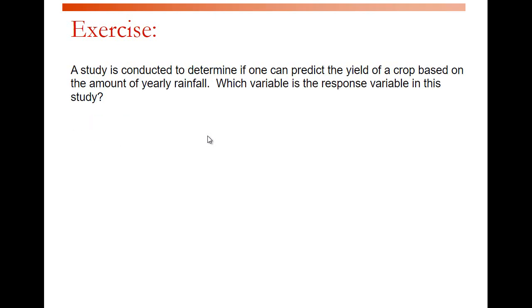A study is conducted to determine if one can predict the yield of a crop based on the amount of yearly rainfall. Which variable should be the response variable in this study?